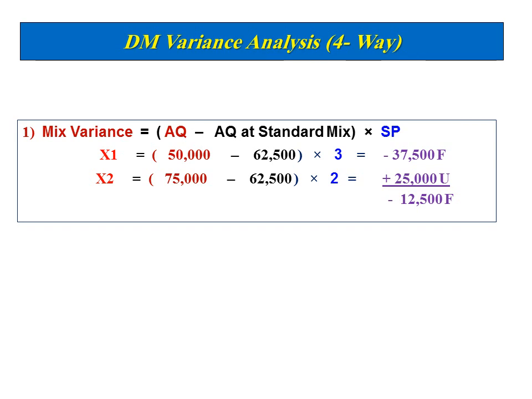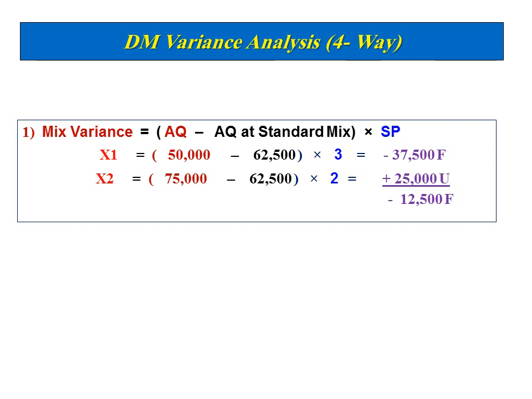x1, the actual quantity for x1, 50, minus actual quantity at standard mix for x1 also, 62,500, times standard price 3. Here 50 minus 62,500 is negative 12,500. Negative 12,500 times 3 will be negative 37,500.